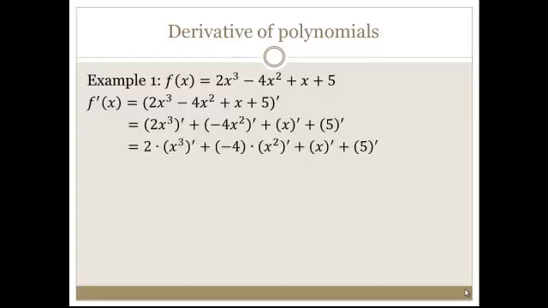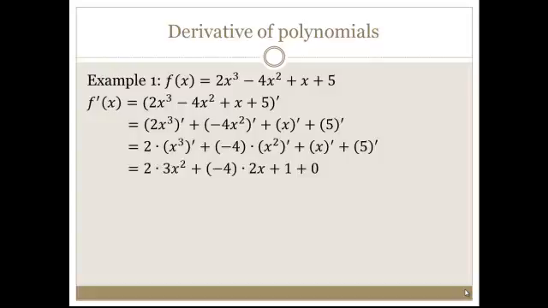Next, we will pull out the constants. So the derivative of 2x cubed is 2 times the derivative of x cubed. The derivative of negative 4x squared is negative 4 times the derivative of x squared. The derivative of x is just the derivative of x, and the derivative of 5 is simply the derivative of 5.